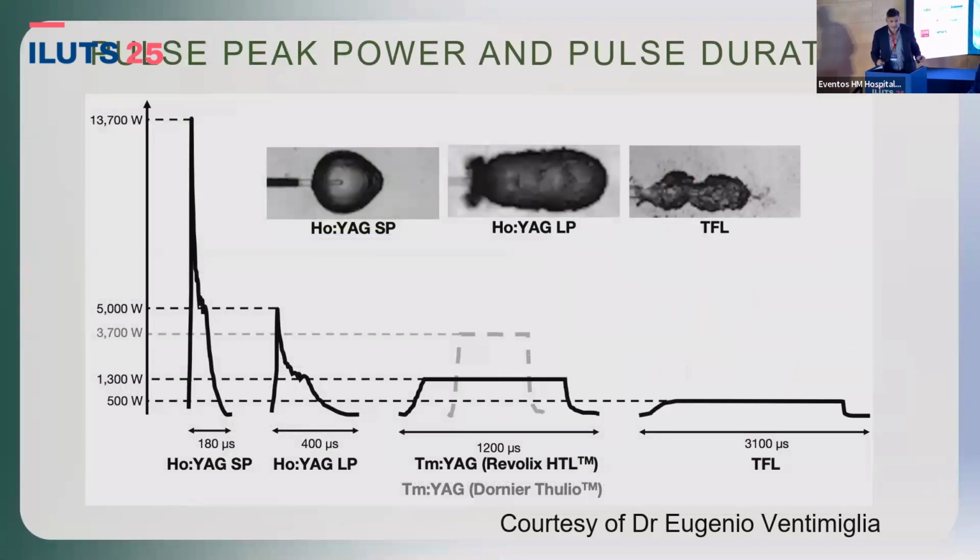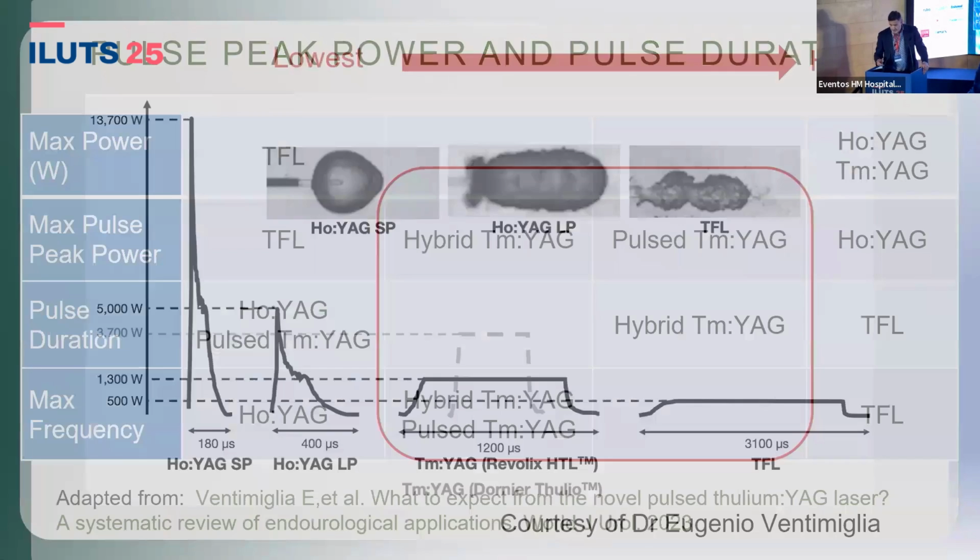The other important detail to understand, we saw this slide before, is the peak power and pulse duration concept. These are concepts that we must know when we have to choose which laser to use in our clinical practice. We see that the pulsed thulium YAG is somewhere in between the TFL, which has the lowest peak power, and the holmium YAG. Now we also know that we have a holmium YAG, for maybe 1 year, that also produces very low peak power. So this slide is not actually updated.